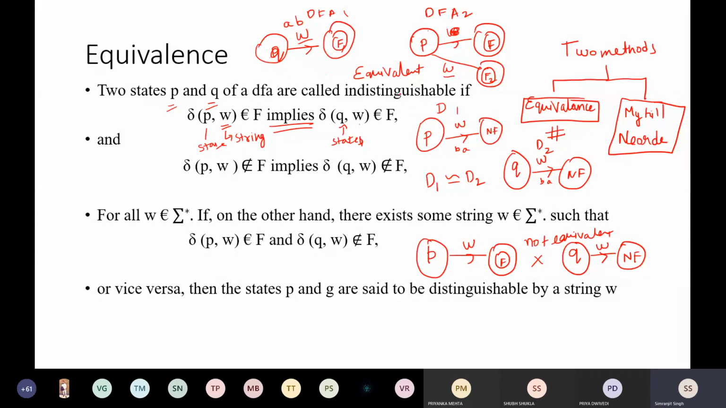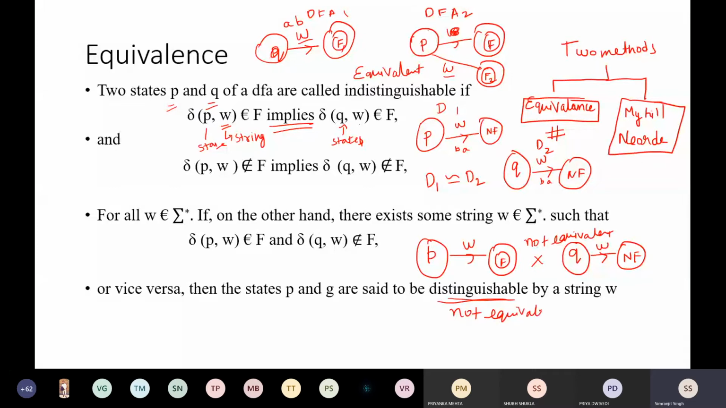So the definition of equivalent and distinguishable is simple. It says that two DFAs, on getting an input of a similar string, if both go towards the final state, and on getting another similar string both go towards the non-final state, then the two DFAs are considered equivalent. If one goes towards the final state and the other does not, they are not equivalent, which is said to be distinguished. Here, the word distinguish means not equivalent.